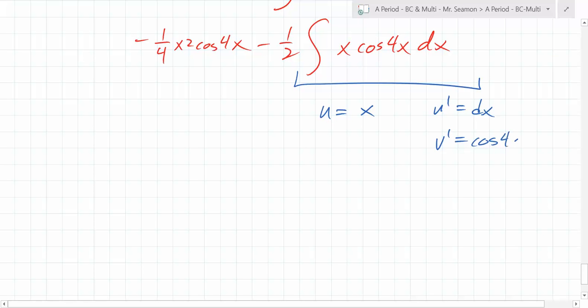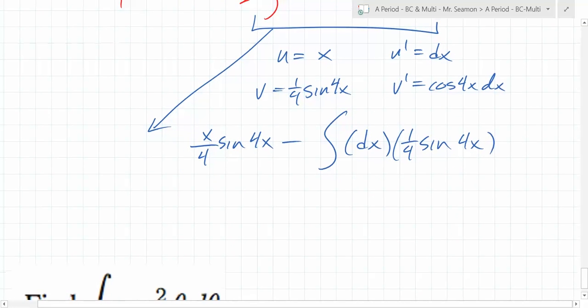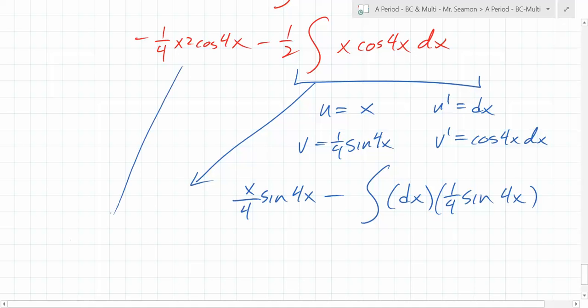So if that's true, what is v prime going to be? Cosine of 4x dx. So what's v going to be? 1/4 sine 4x. Now keep in mind we're just dealing with that. I'm not doing well today, huh? See, you should have brought me the coffee. Next time. So u times v, we get x over 4 sine of 4x. I copied it right this time. So now what do we have? Negative 1/4 x squared cosine 4x. Don't forget about it, it gets lonely. Plus 1/4.